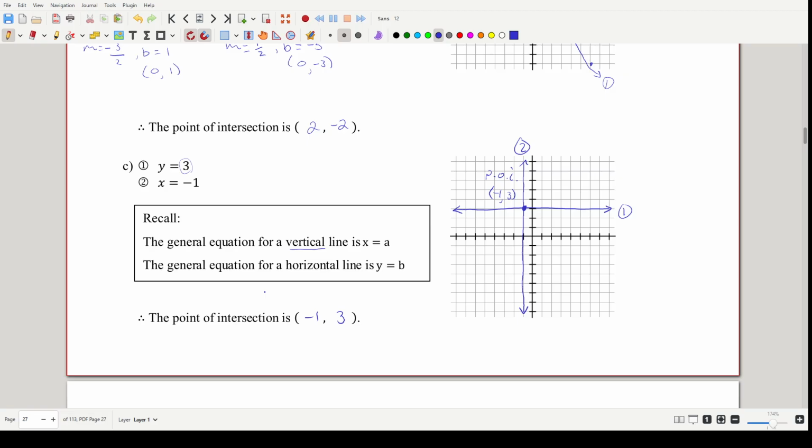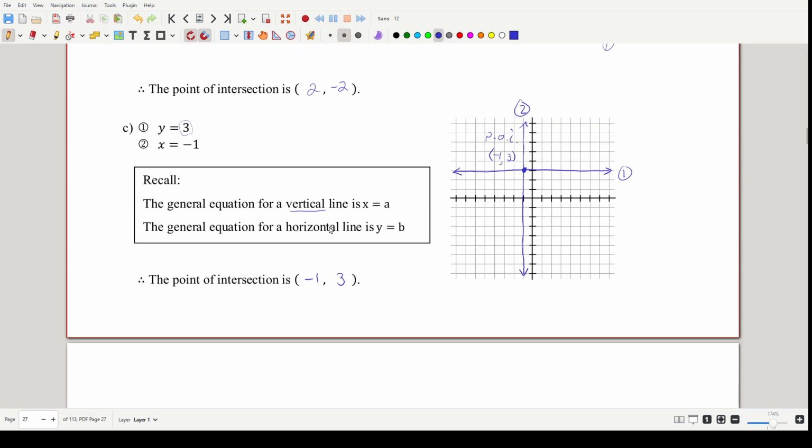All right, those are the nice ones. Horizontal and vertical lines, they're nice and easy to see. Just think about it in terms of, well, for any value of x, y is 3. For any value of y, x is -1. That's the easiest way to visualize it, at least from my perspective.